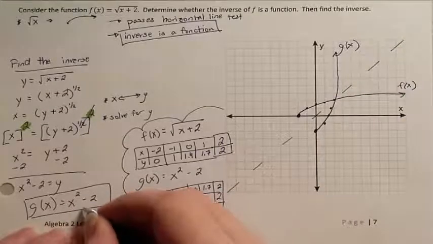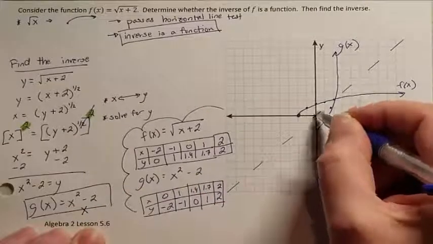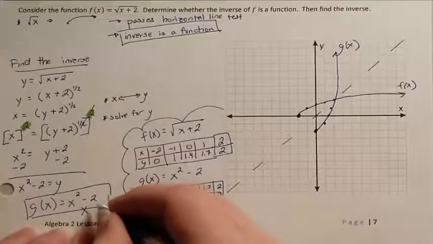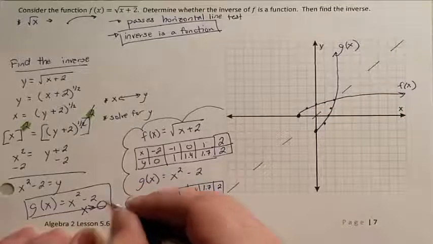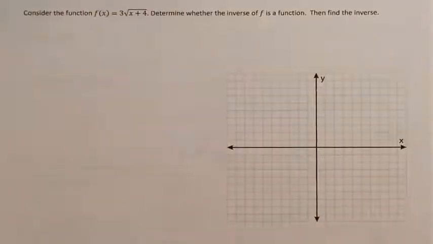Domains are x values, so we're going to be looking at x values. The last x used was this x of 0, and I used all these positive x values over here. So this is when it's greater than or equal to 0. There are 2 problems left on the page. Please do these 2 problems for independent practice.